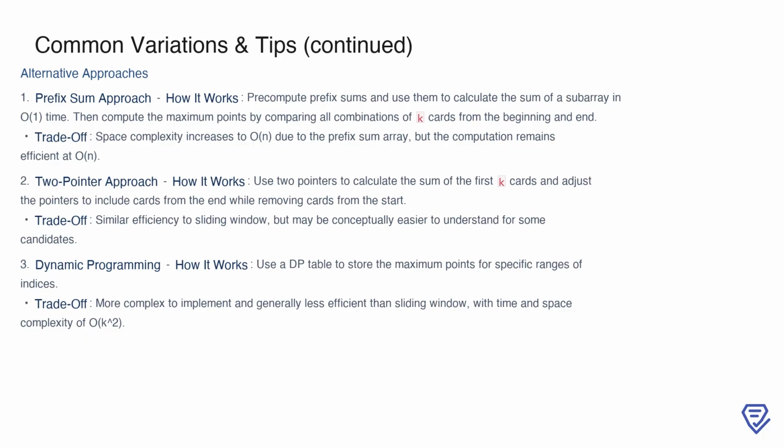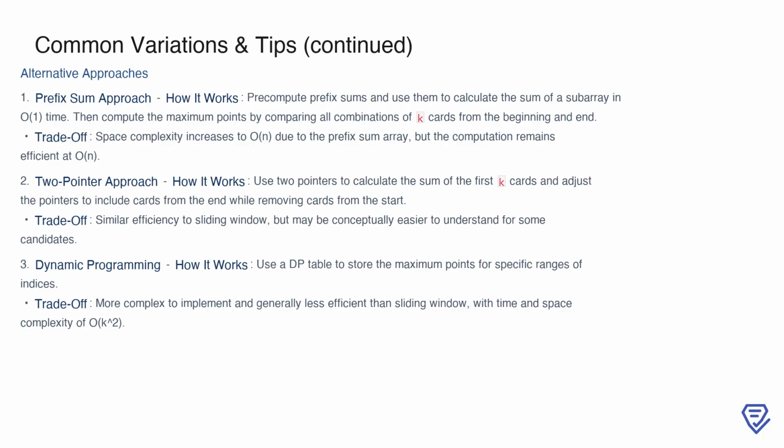Another option is the two-pointer approach. Here, you calculate the initial sum of the first k cards and then adjust the pointers to include cards from the end while excluding cards from the start. This method is conceptually similar to sliding window and offers comparable efficiency, making it easier to grasp for some candidates.